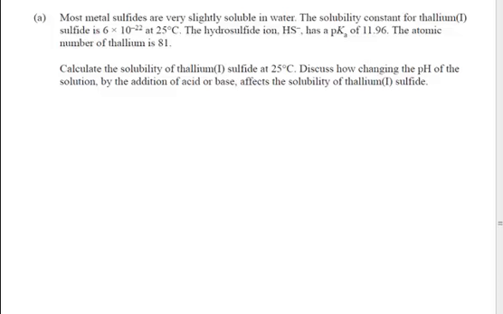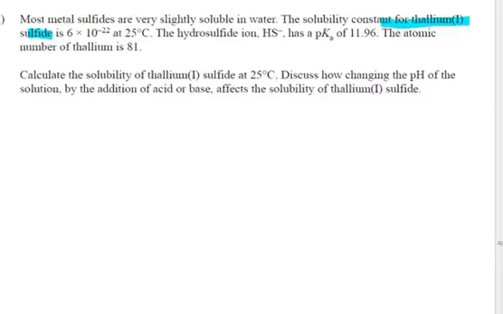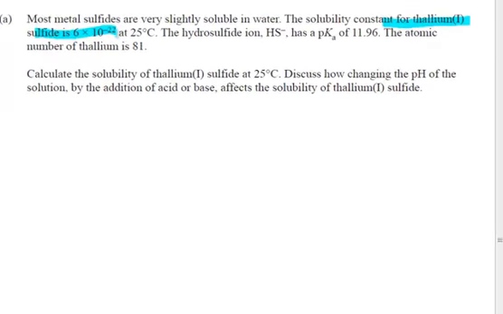Now this question is a solubility question, obviously, and we're given some information: the solubility product constant for thallium sulfide is 6 times 10 to the negative 22nd, and we're also told that the hydrogen sulfide ion has a pKa of 11.96. So it's about getting this information straight in your mind initially, but we're asked to calculate the solubility and then discuss how changing the pH by addition of an acid or base is going to affect it.